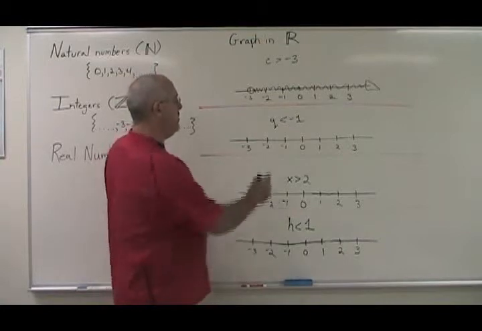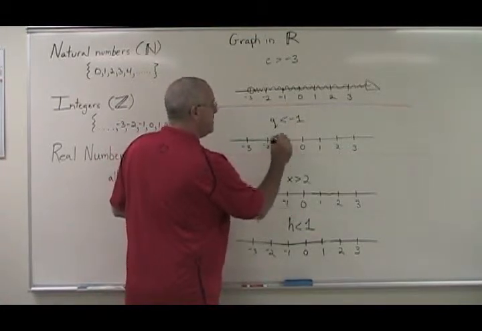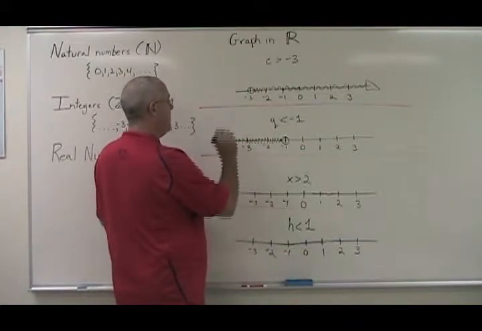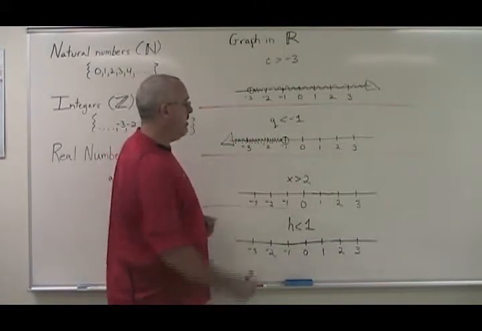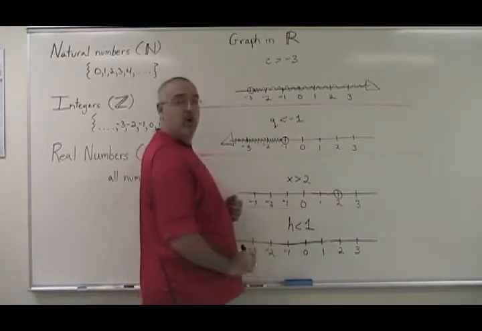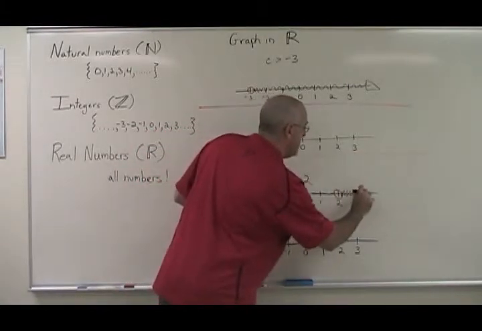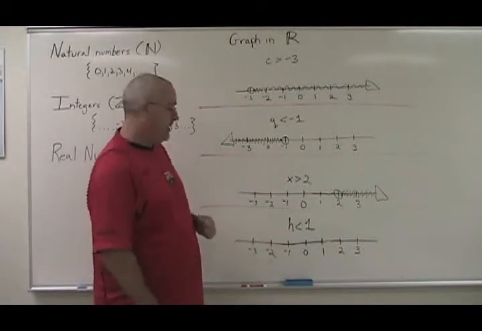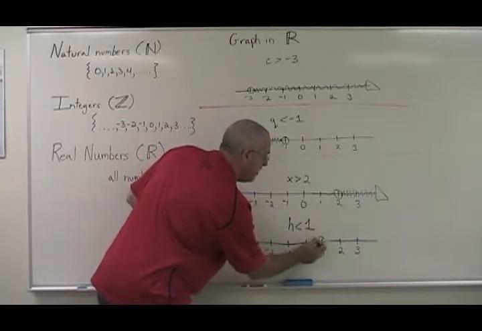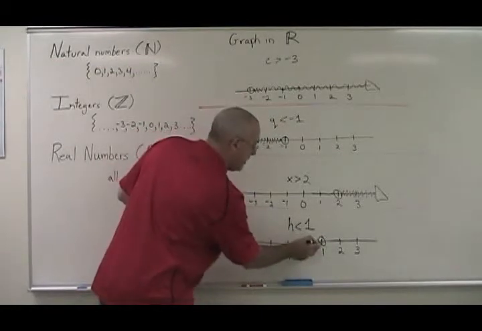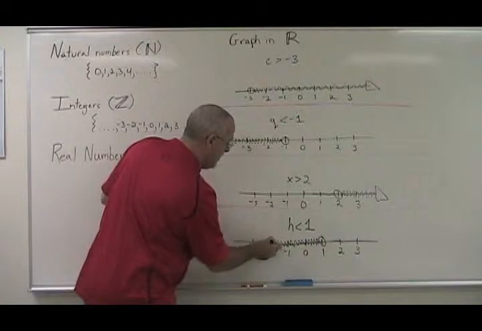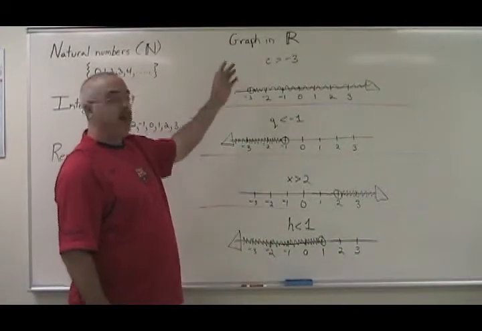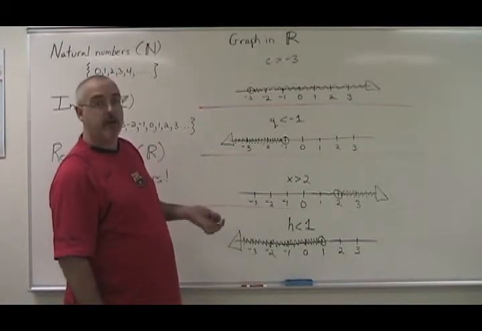Q less than negative 1. Negative 1 is not part of the answer, so we need an open circle. And then we shade to the left of it, going on forever in the negative direction. X greater than 2. 2 is not part of the answer, open circle. Shade everything to the right of it, going on forever in the positive direction. H less than 1. 1 is not part of the answer, open circle. We shade everything to the left of it, going on forever in the negative direction.